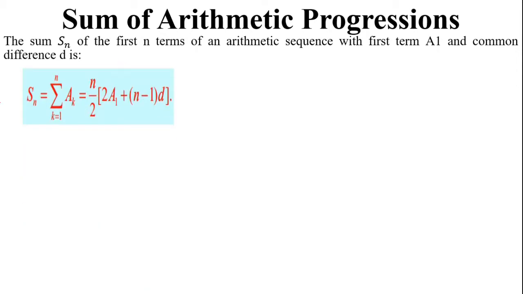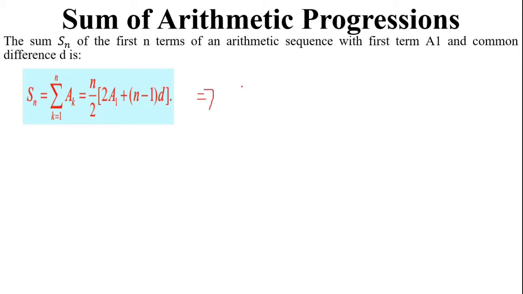So here is the formula for finding the sum of an arithmetic progression. It can be defined as Sn, the sum of n terms, which equals the sum of the arithmetic sequence as k goes from 1 up to n, equal to n over 2 times a1, the first term of the arithmetic sequence, plus n minus 1 times the common difference d. This formula can be rewritten like this.